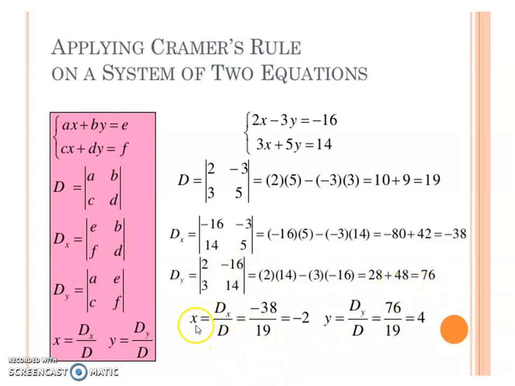We put the values in our formula. x equal to dx upon d is minus 38 upon 19, which is obviously minus 2. y is equal to dy by d, 76 upon 19 is 4.